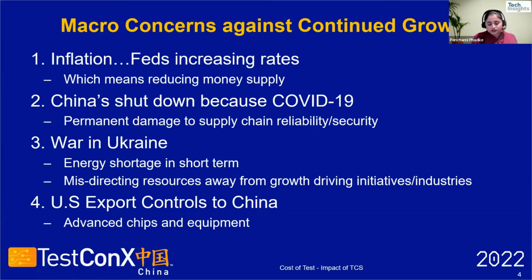And also, the US government has imposed significant new export controls on semiconductor and semiconductor manufacturing equipment transactions with China and Chinese entities. And these are affecting the advanced IC and related equipment as well.